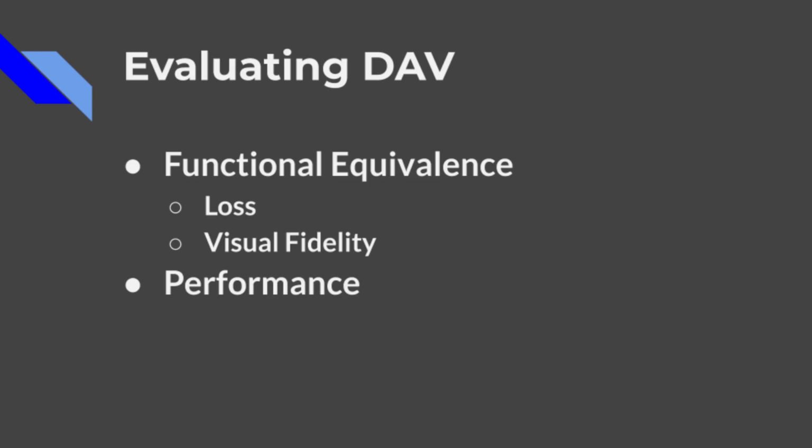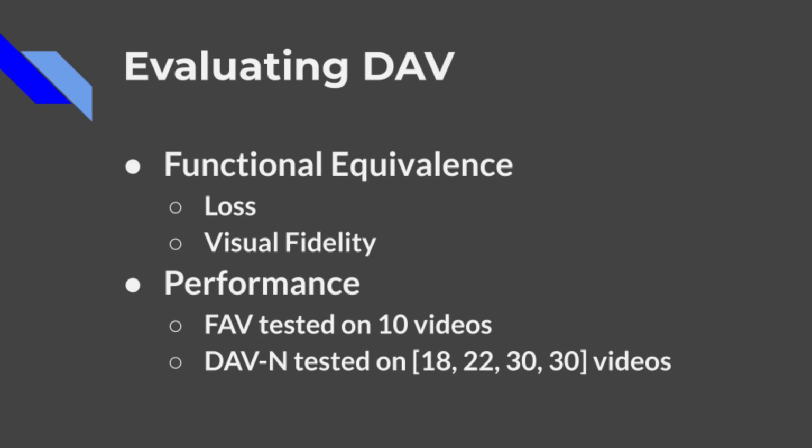Evaluation was performed by stylizing videos with FAV on one computer and DAV on several differently sized clusters, sampling different inputs and styles. I measured how the stylized output videos compare to each other in terms of quality, measured qualitatively and quantitatively, and how long they took to produce.